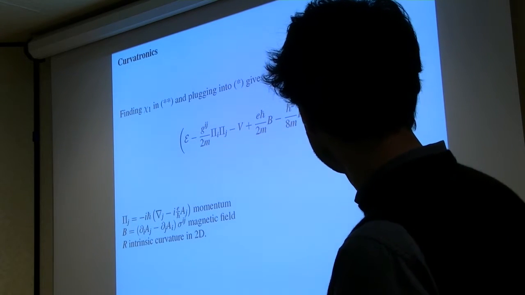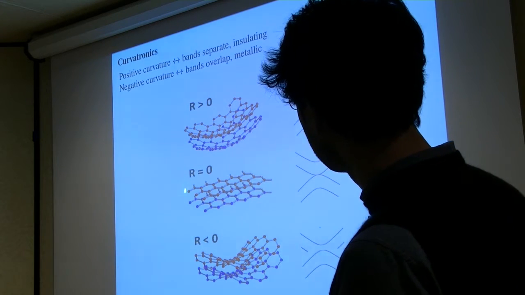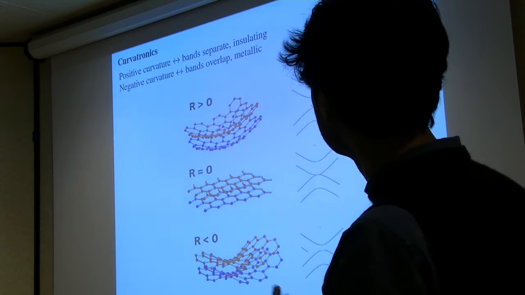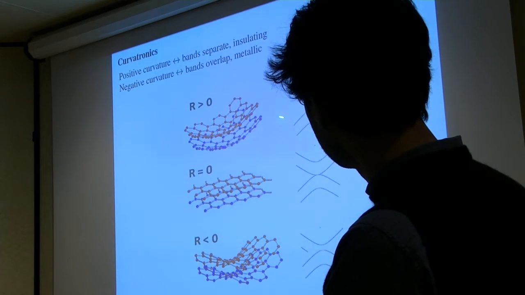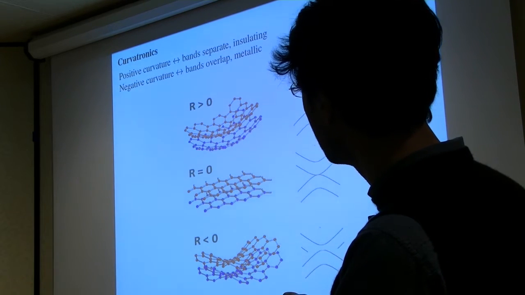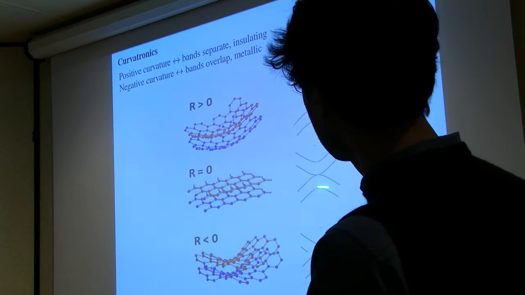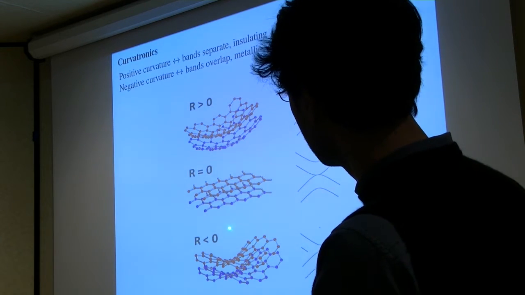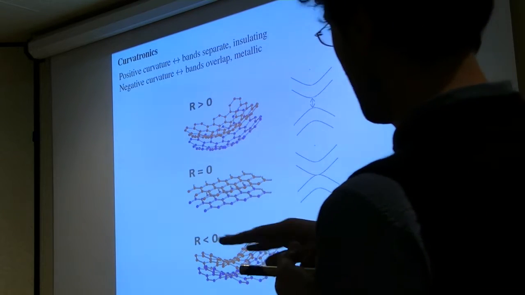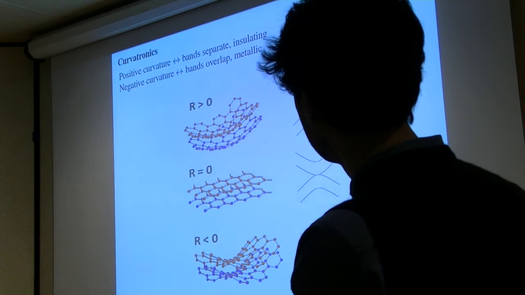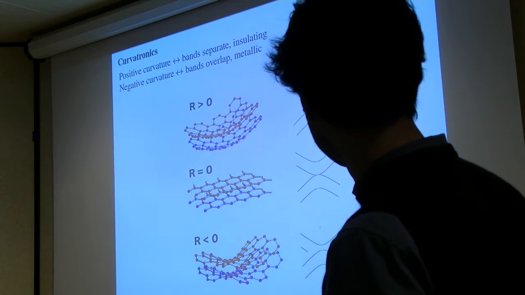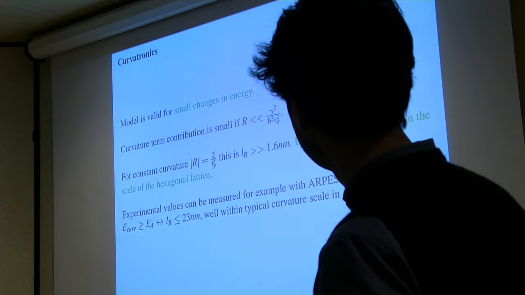From here you can read that when you change the curvature, I have here 3 cartoons of curved bilayer. When you change the curvature, you're acting on the bands. If the curvature is positive, you're separating the bands, you're creating a gap. Zero curvature, you're back to where we started, and a negative curvature, you're starting to overlap the bands. So at first order, you're now in a metallic behavior. So this is the key effect we're talking about for electronics.